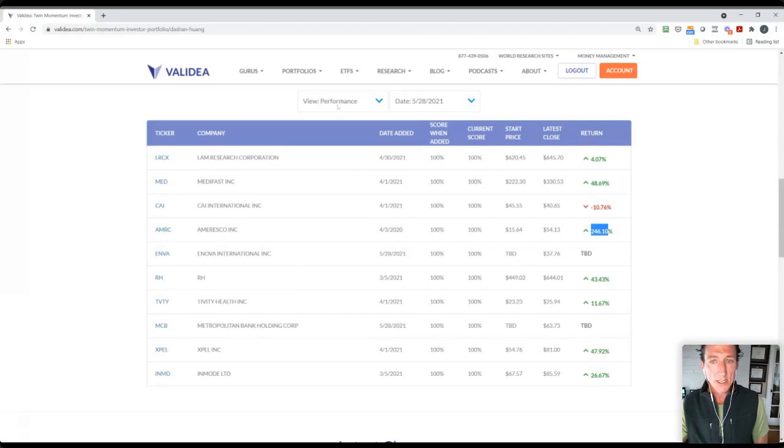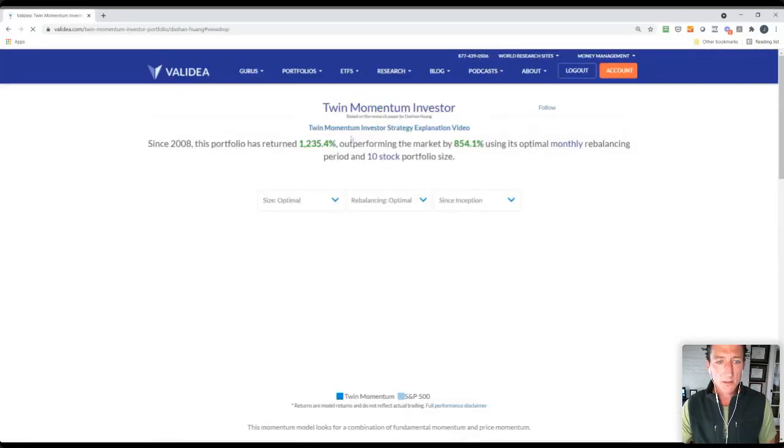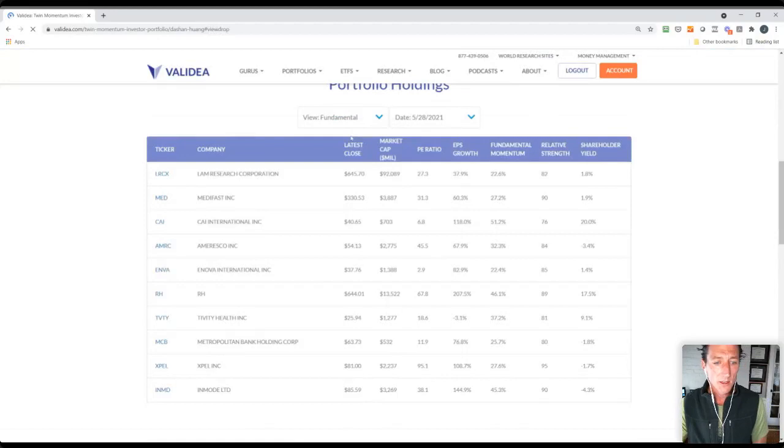On each portfolio page, you can switch between the performance view and the fundamental view. So if you're following a portfolio and you want a quick snapshot of what types of stocks this strategy generally likes, you can quickly change that view. And then what you can see here is some more fundamentals: the market cap, the PE ratio, EPS growth, fundamental momentum, relative strength, and shareholder yield.